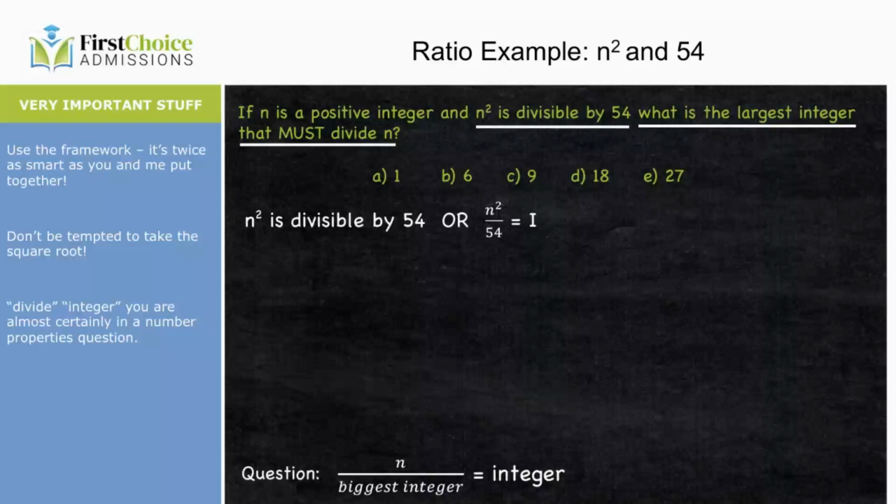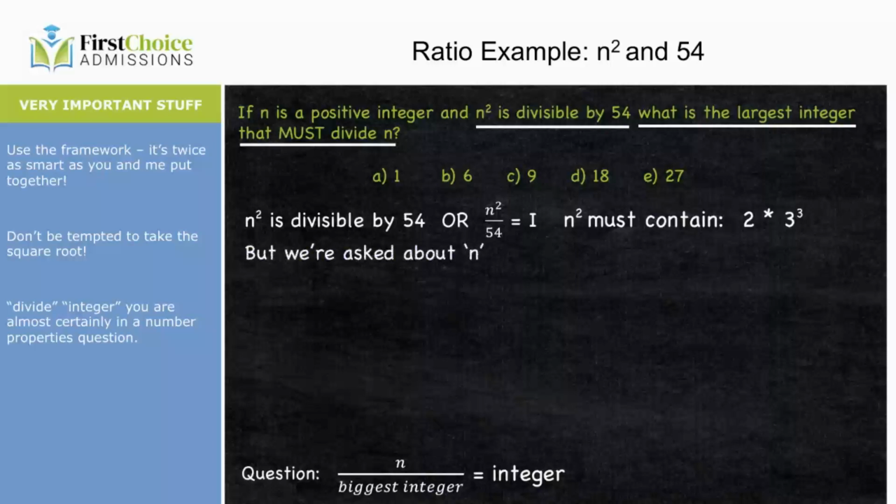Because the truth is, if you start taking the square root of n squared and 54, you're going to find the square root of 54 isn't an integer, and you're going to get stuck. So instead, how we want to think about this is we know that n squared must contain all the DNA of 54. N squared's got to contain 1, 2, and 3 3's. Are we being asked about n squared? No, of course not. We are being asked about n.